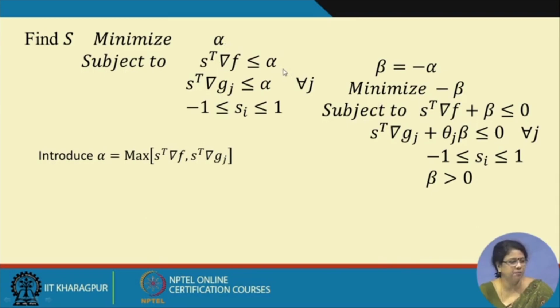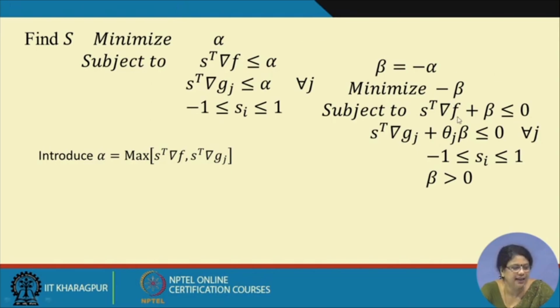And if I replace alpha with beta, it will become S^T del f plus beta less than or equal to 0, S^T del gj plus beta less than or equal to 0, because there are constraints, j can be from 1 to m. Now, here in the Zoutendijk feasible direction method, we can consider a factor, that is the factor theta. Okay.